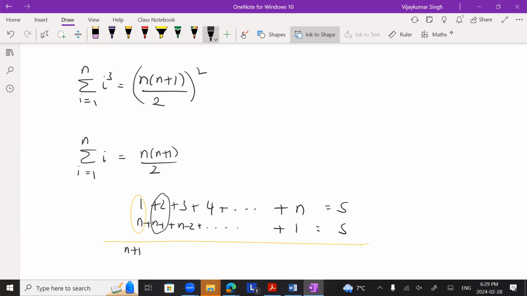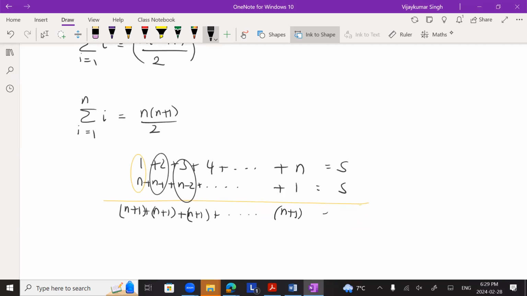Addition of these two is going to be also n plus 1. Addition of this also will be what? n plus 1. All the way. Last one also will be n plus 1. How many of these terms are there? n of these.